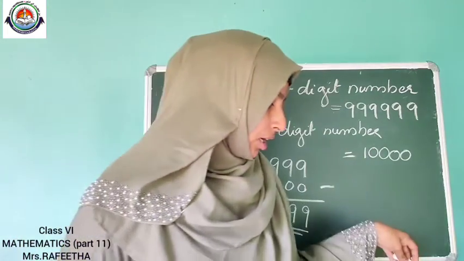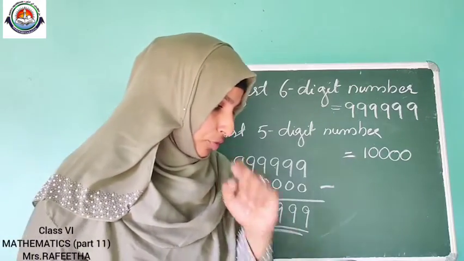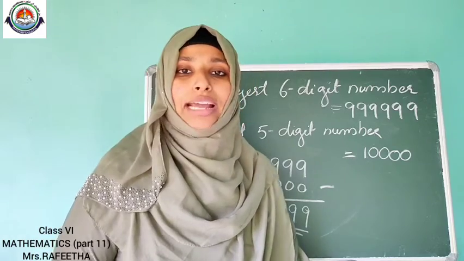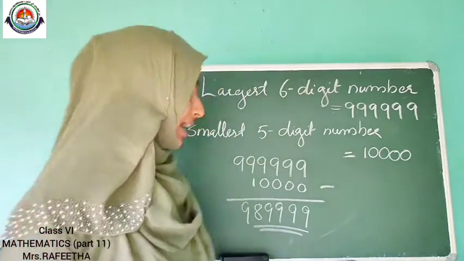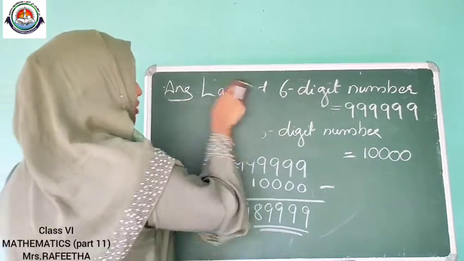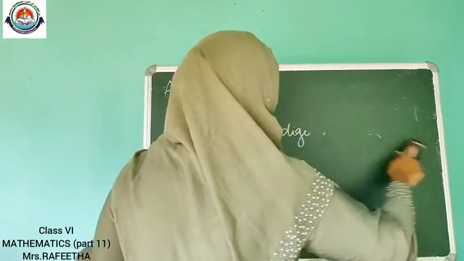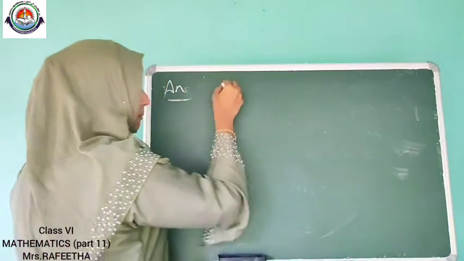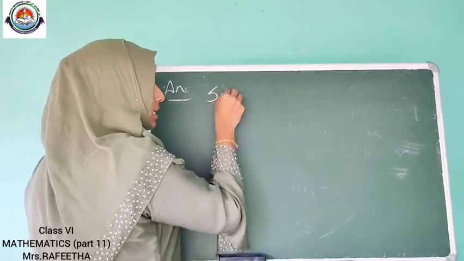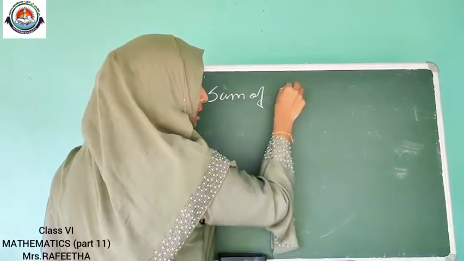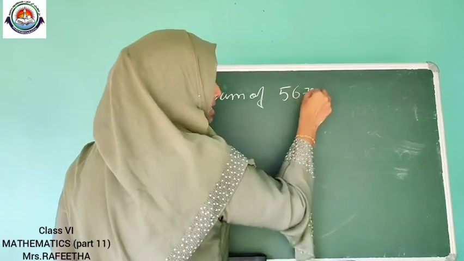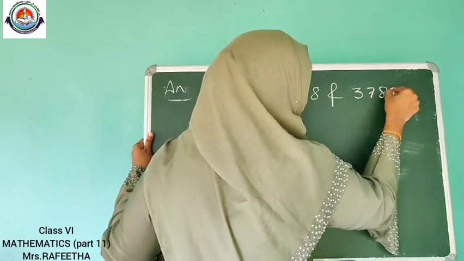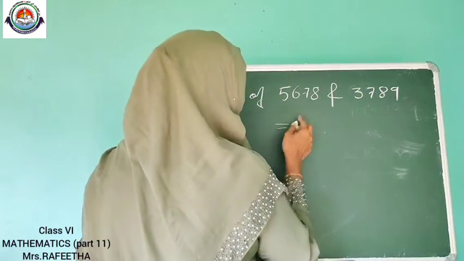Next question: From the sum of 5678 and 3789, subtract 3789. So here what we want to do is find the sum of the first two numbers. The statement you want to write: sum of 5678 and 3789. What will be the sum?